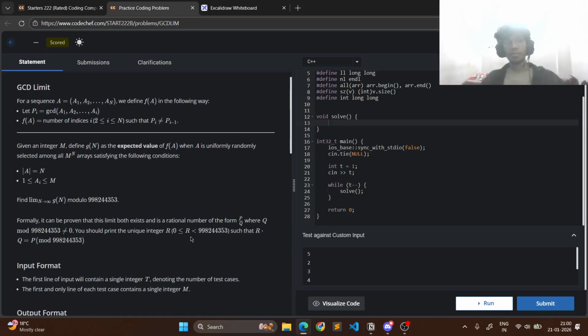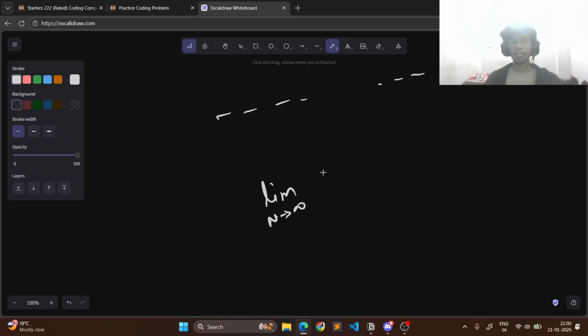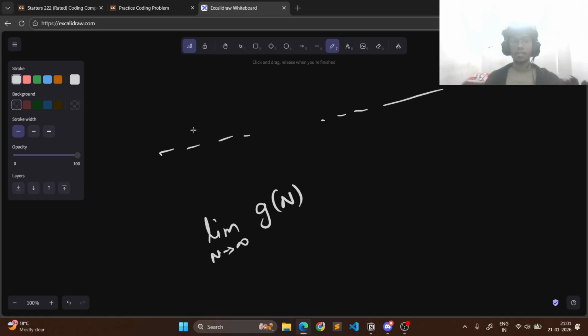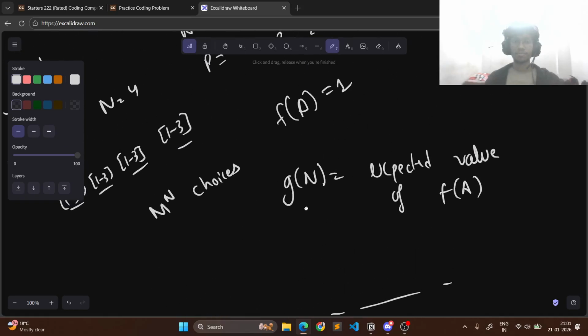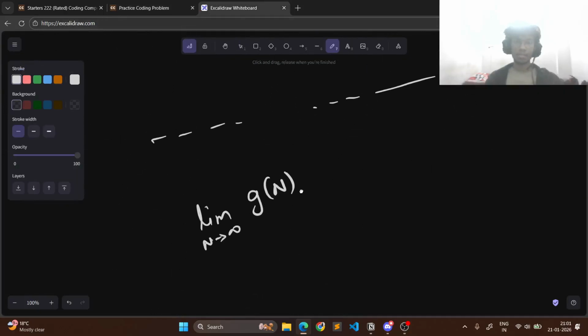So n is up to infinity, let's say, and okay, so m raised to the infinity it is, maybe. Let me write it like this: limit of n tends to infinity, for g of n, where g of n is the expected value of f of a. Okay, this is what is given, right? g of n is the expected value of f of a. If I can make some expression for it, then it might reduce.